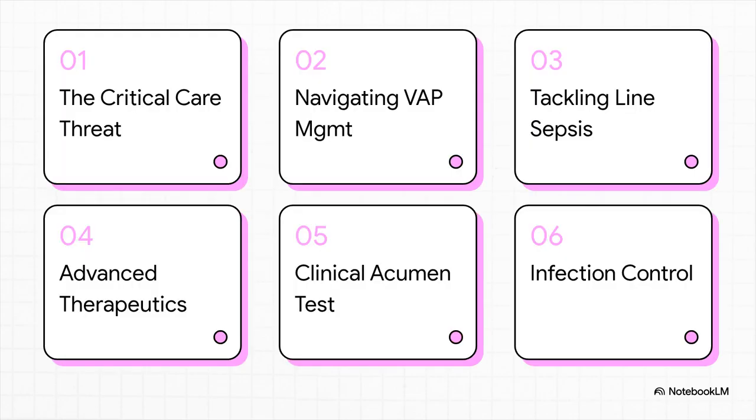So here's our game plan. We'll start by defining the threat. Then, we'll get into the nitty-gritty of managing VAP and line sepsis. After that, we'll explore some advanced dosing strategies, put our knowledge to the test with a few case studies, and wrap up with the essential principles of infection control.